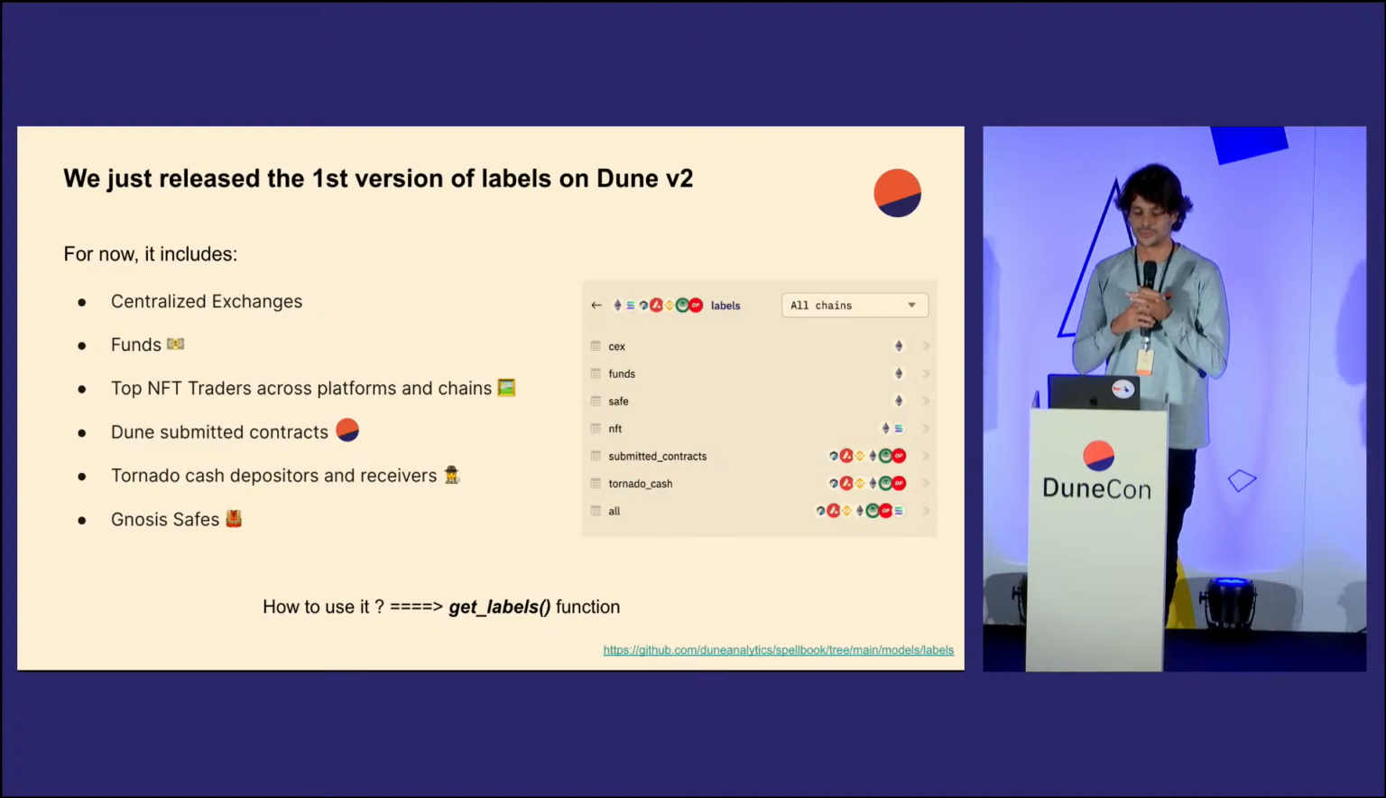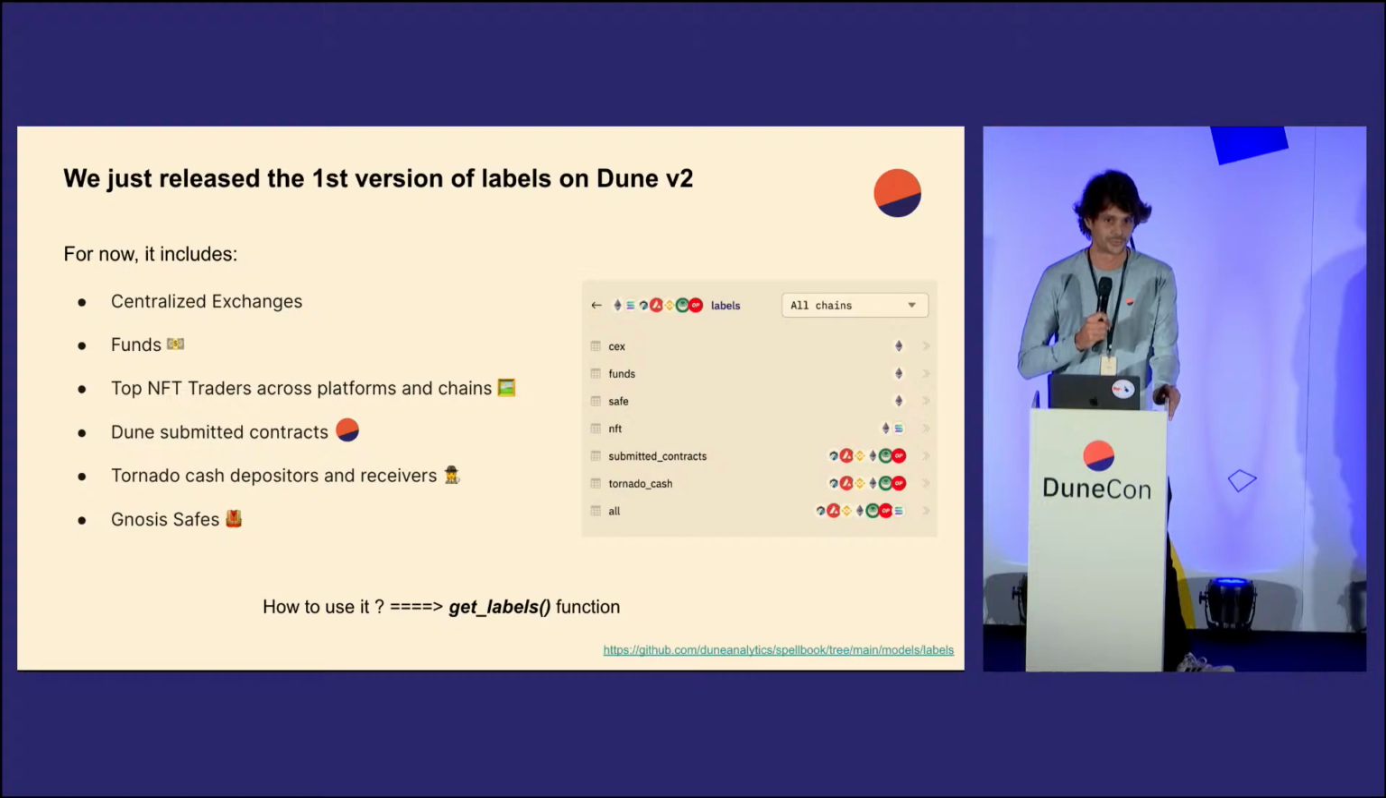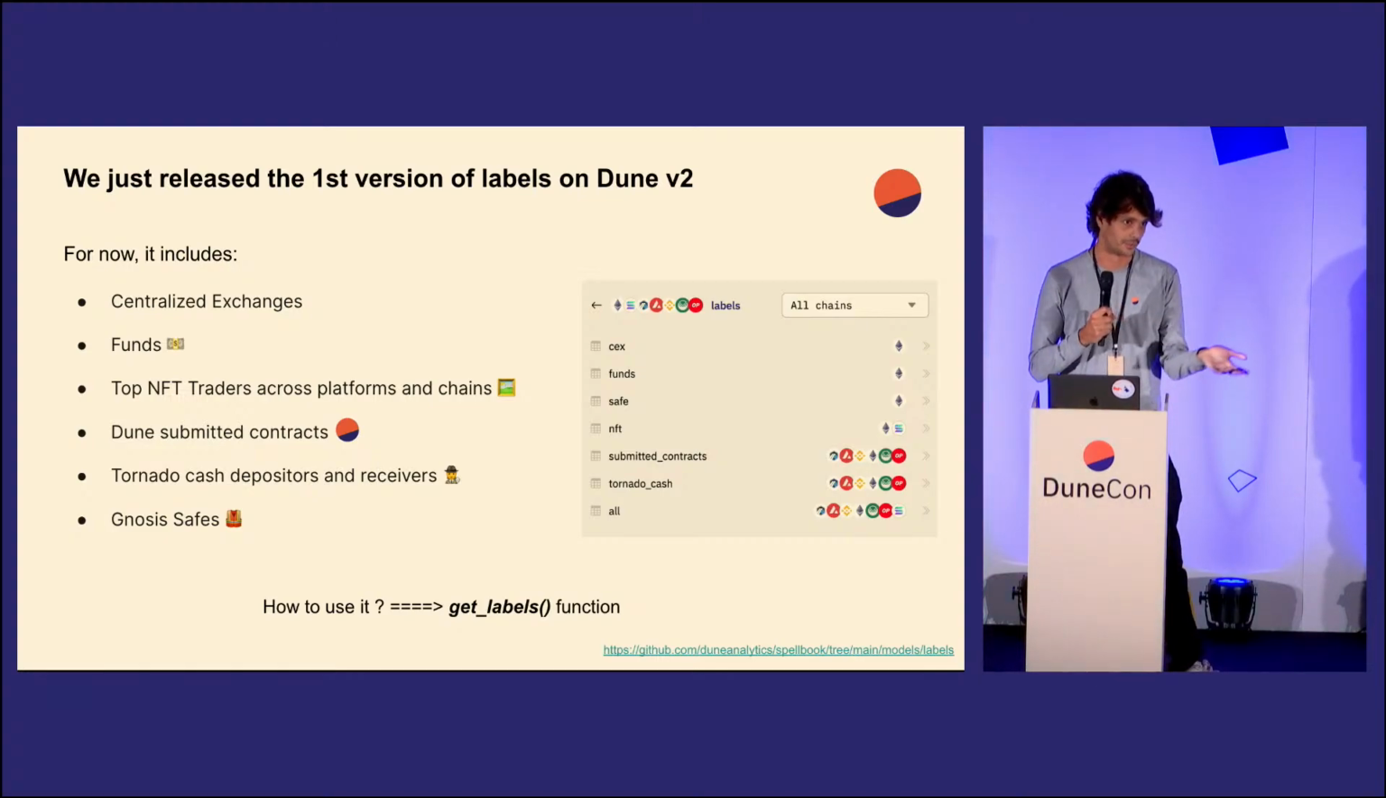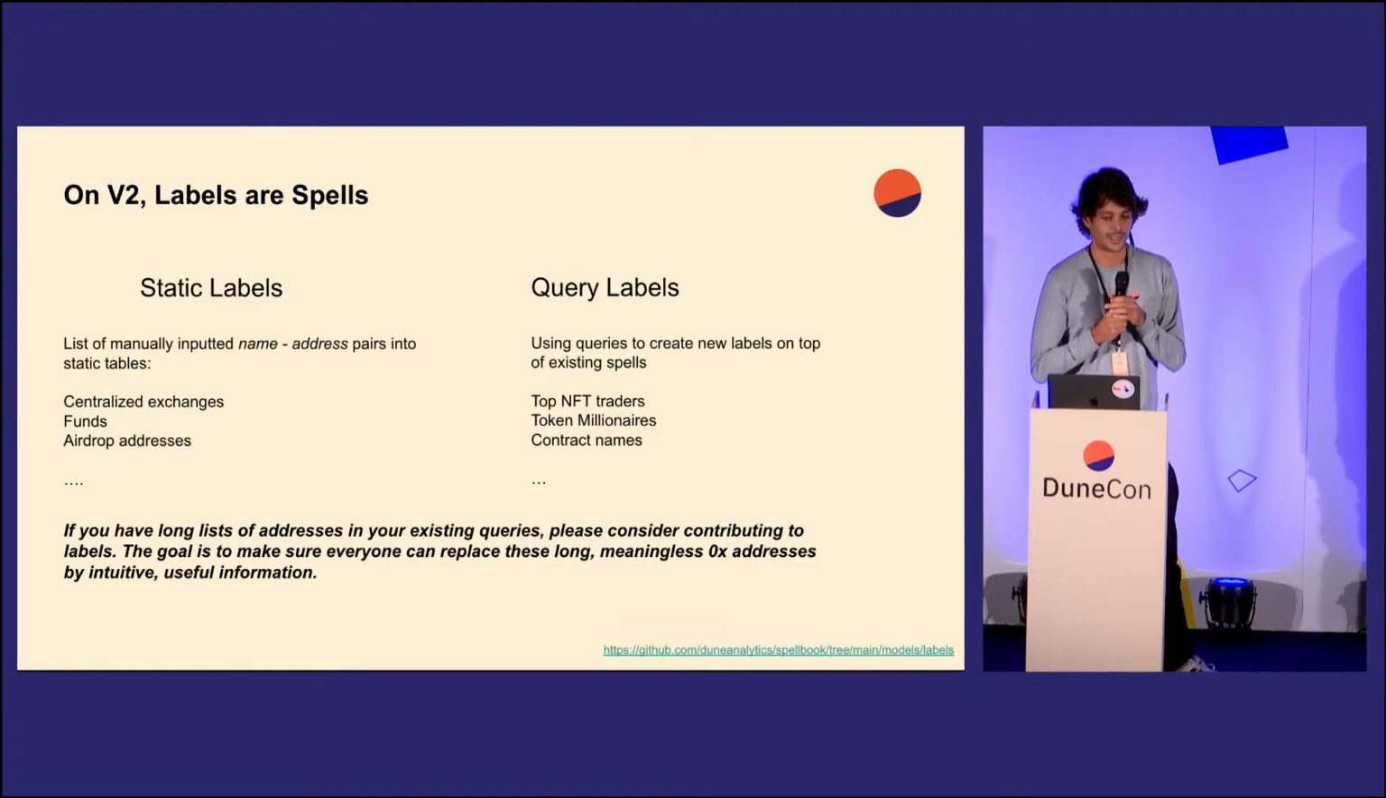So how to use it? You just basically use the get labels function in any of your queries, and instead of the address, you will get the labels associated with that address. And what's cool is on v2, labels are actually spells. So since you all know how to build spells, you can also build labels.